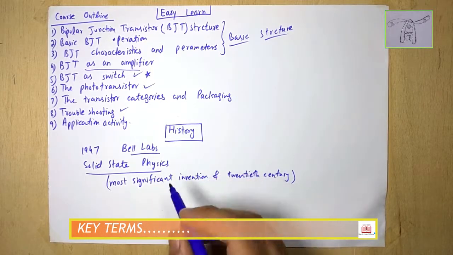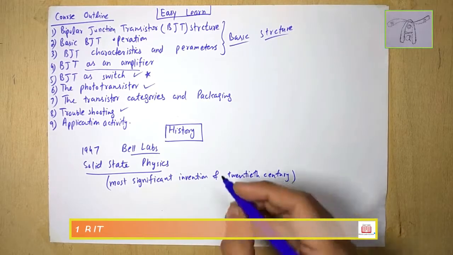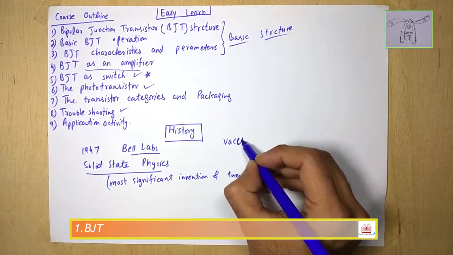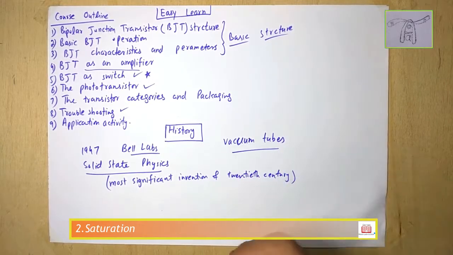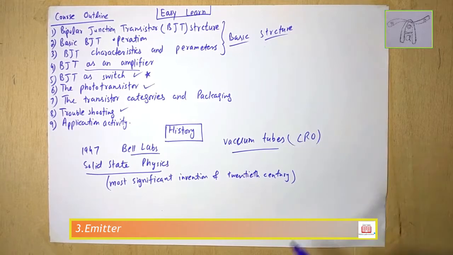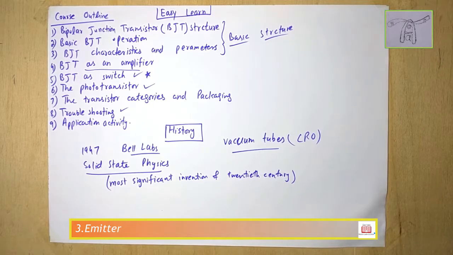This is very important because of the smaller size, lower power consumption, and many other benefits. For example, vacuum tubes were used in the early days of monitors and TVs, where cathode ray oscilloscope (CRO) tubes, called vacuum tubes, were used. Now they have been replaced with LEDs, LCDs, and displays like those in your mobile phones. These are all benefits of solid state physics.